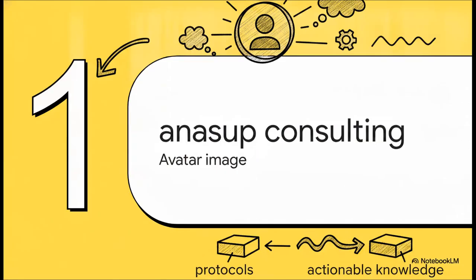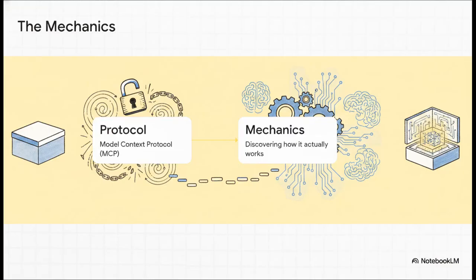All right, moving into our first section, Origin, specifically looking at Anasup Consulting. And that brings us to a very clear two-step procedural breakdown. Step 1, unlocking the protocol. So, removing that initial barrier to entry. Then step 2, discovering how it actually works. This is the real cognitive payoff we're looking for. It's your classic cause and effect learning pathway, right? First you get access, and then you get understanding.